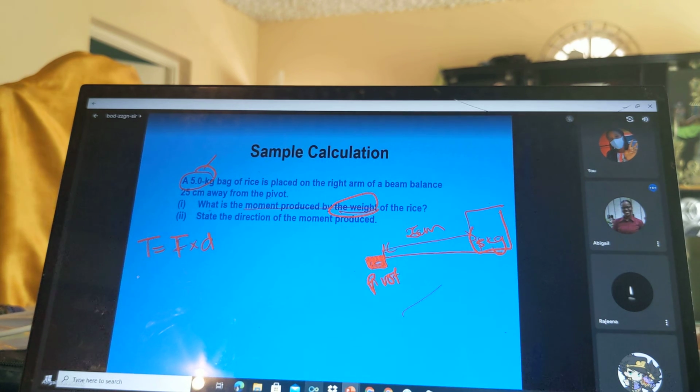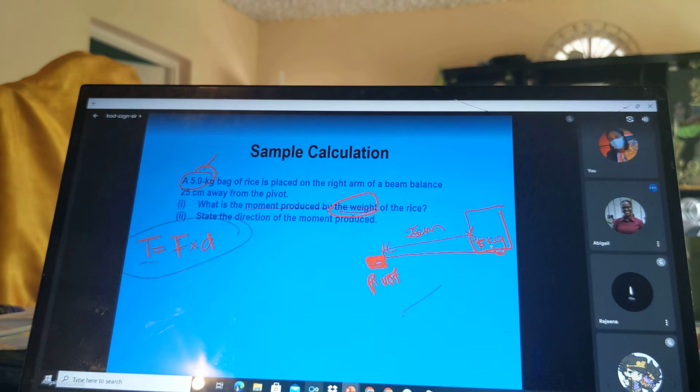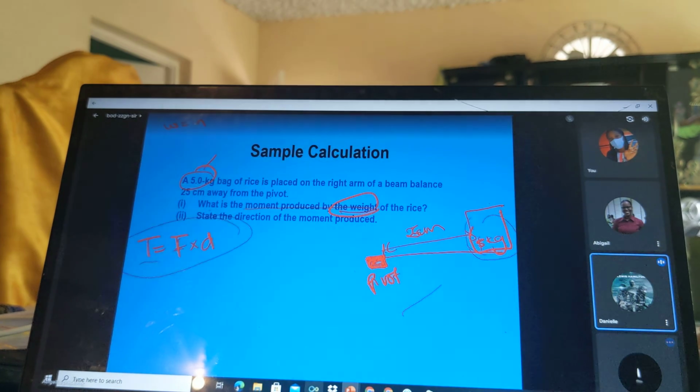So remember, to find the moment, it must be the moment of a force. Even though it is the mass of the rice here, we'd have to find what the weight of the rice is, because it is the weight that will be causing the turning effect. So the first thing we need to do is find the weight of the rice. How do we calculate weight? Mass times gravitational field.